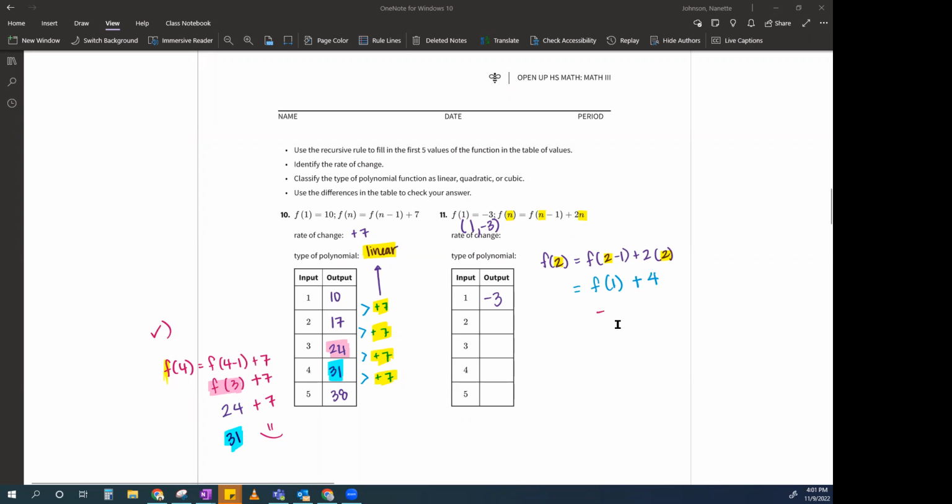Okay. So -3 plus 4. Oh, that's just 1, Ms. Johnson. Oh, yeah, very good. So you put a 1 there. So f of 2 equals 1. Does that make sense?